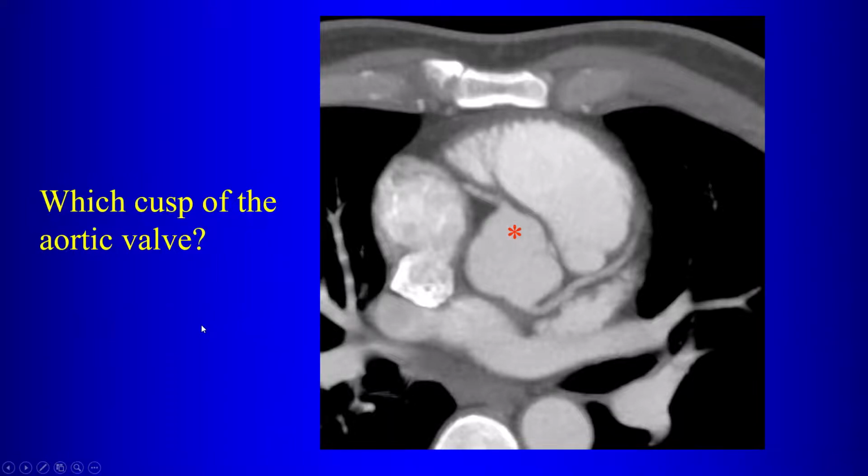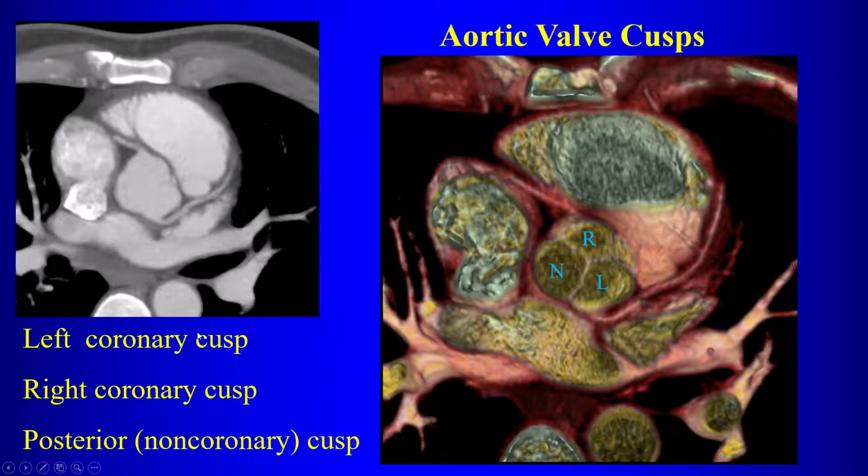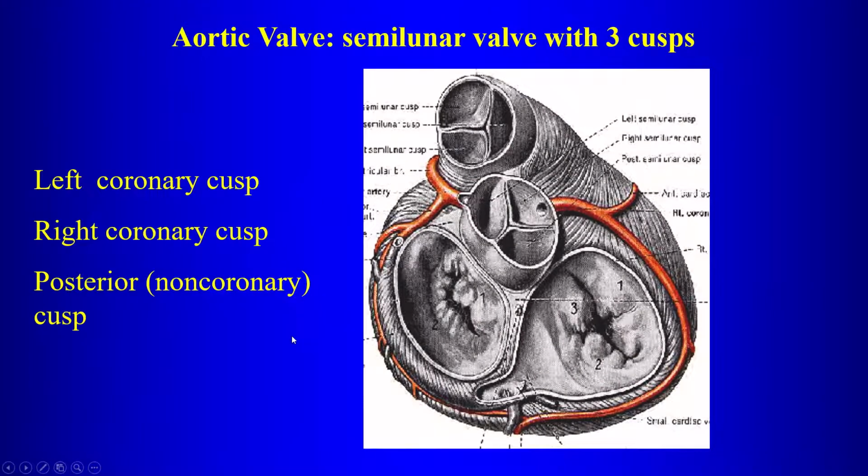Once you've identified the posterior non-coronary cusp, then you can go on to identify the right and left coronary cusps. Now looking from the top down on this volume rendered view, here's the non-coronary cusp, here's the interatrial septum, here's the right cusp, here's the right coronary artery, left cusp, and there's the left main coronary artery. As we're looking down in this drawing from the top down, this would be the right side, this would be the left side. So we have the left cusp here, the right cusp here, and the posterior or non-coronary cusp back there.